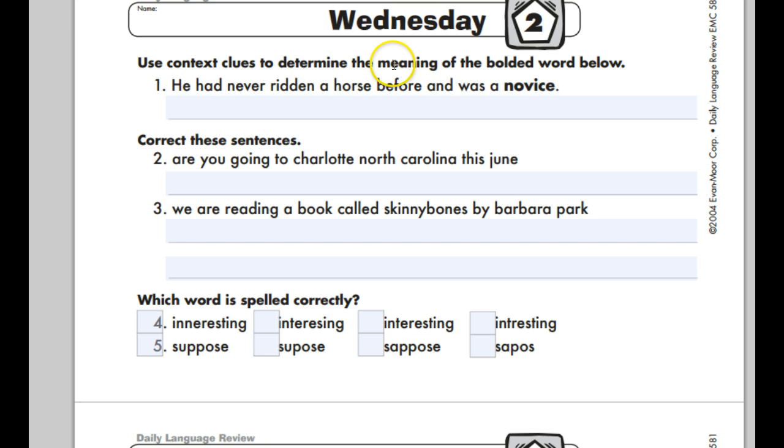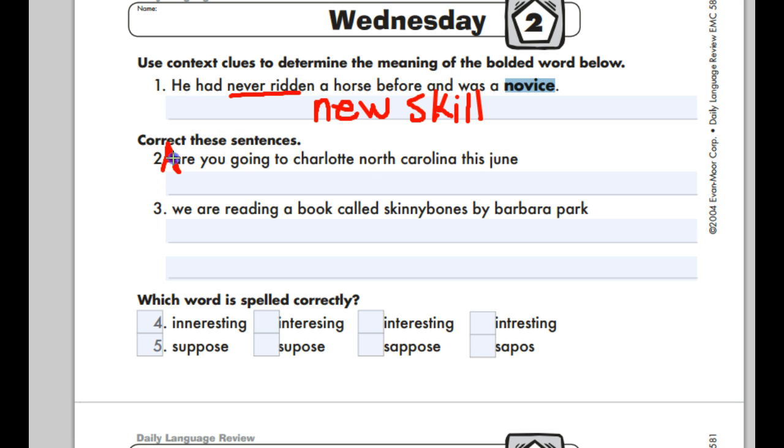He used context clues to determine the meaning of the word novice. He had never ridden a horse before and was a novice. So if you've never done something before, says he's never ridden a horse, you're a novice. So a novice is somebody who has a new skill or somebody who's never done that particular thing before.